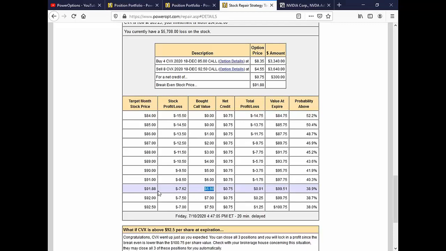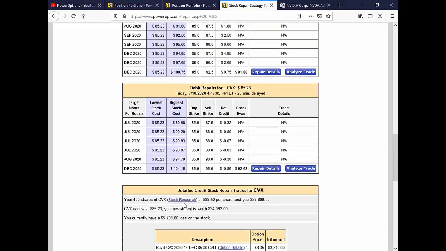And yes, you've got $99.50 cost basis, and the stock's at $91.88, you're still down $7.62. But at this point, you could sell to close that long call for $6.88, you took in a credit of $0.75, this covers the loss at $7.62 per share. You're now at break even with the stock just at $91.88. Of course, you could still see a small max return of $125 if the stock's above $92.50.